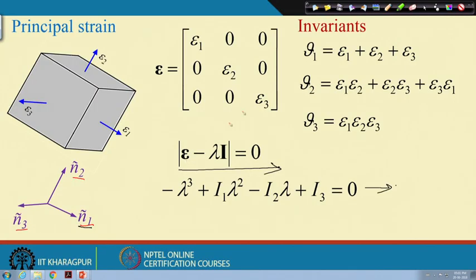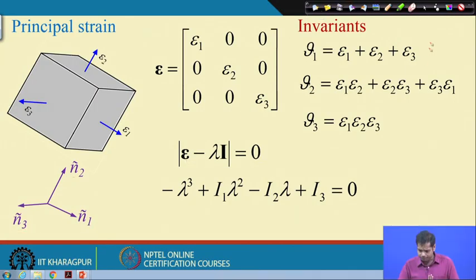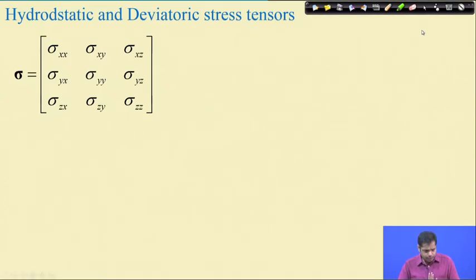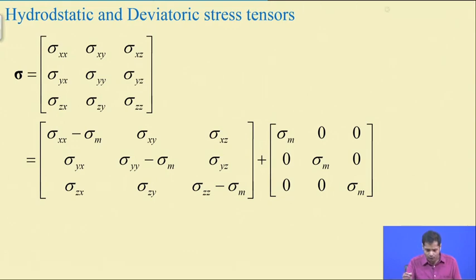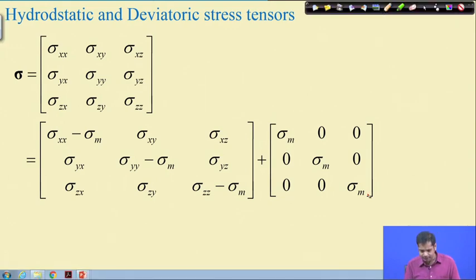We will discuss that in subsequent weeks. Okay. Now, this is another important thing. Suppose this is a stress tensor. This stress tensor can be divided into two parts. You see, one is this and another one is this. If you add them, you get this.